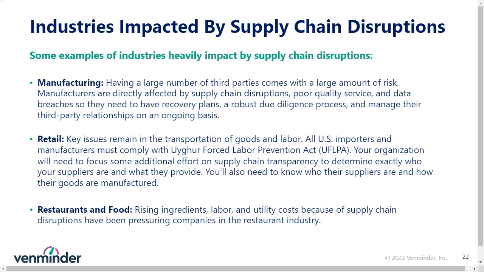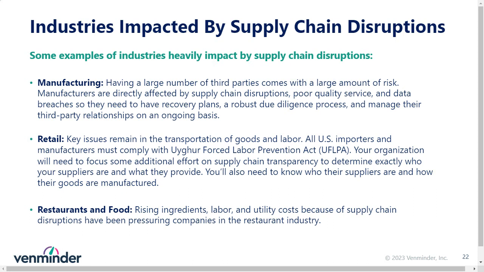With restaurants and food, I mentioned on the previous slide that one of the effects of these supply chain disruptions was an increase in groceries. Well, these are all one and the same. So with this, you have rising ingredients, rising labor costs, and rising utility costs. And this is because supply chain disruptions have been pressuring companies in the restaurant industry. And we actually still see this trend to this day.